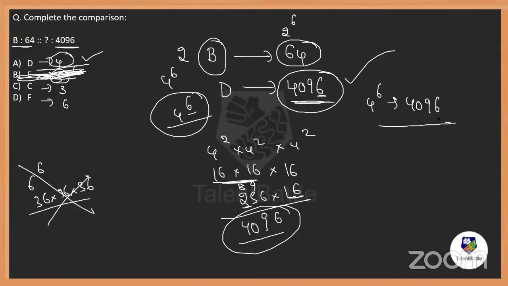So what's the answer? Option A, 4 to the power of 6. Okay, so just the number and its power is written. That's why a little bit of calculation is involved here to identify the power of the number. Okay, so let's move ahead then.